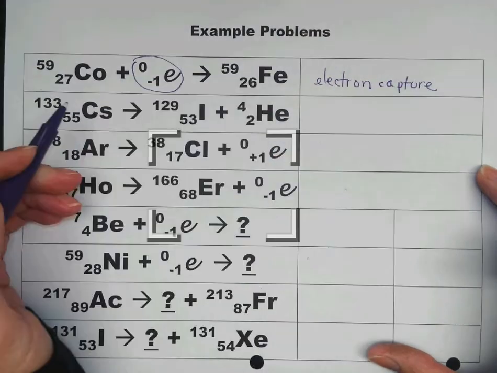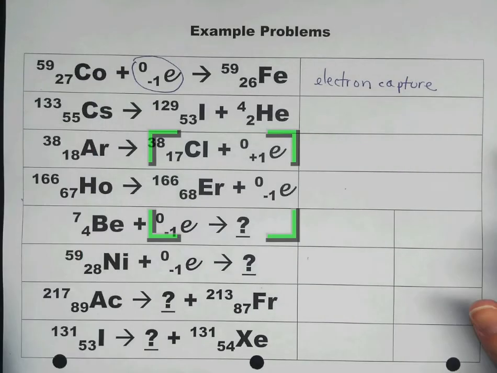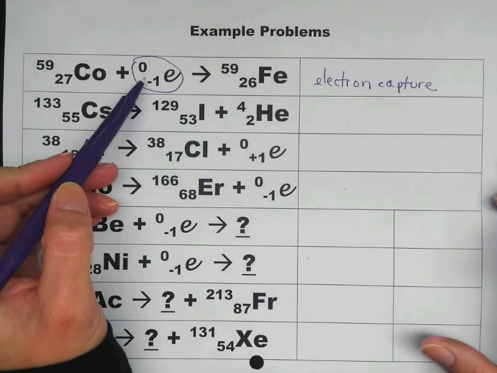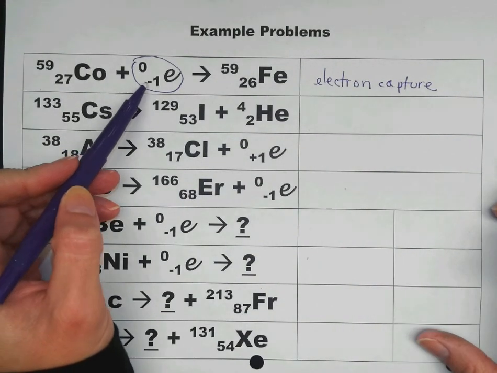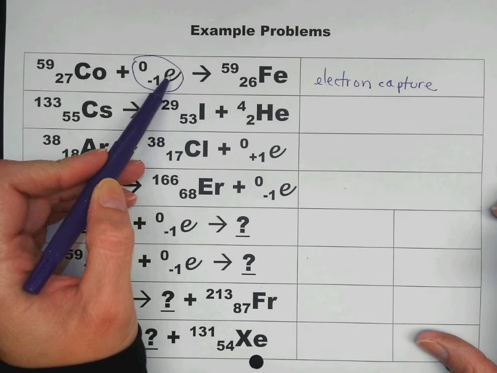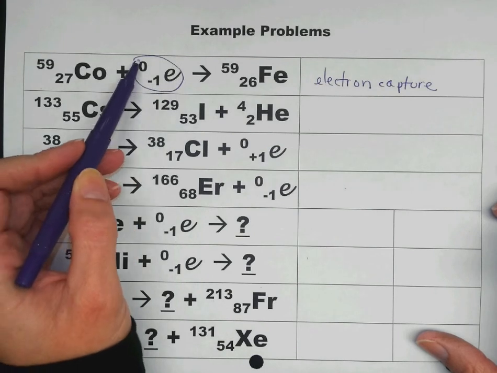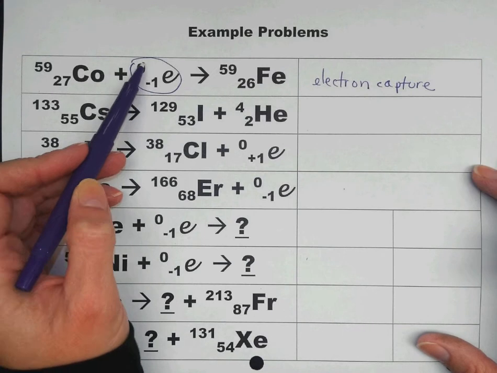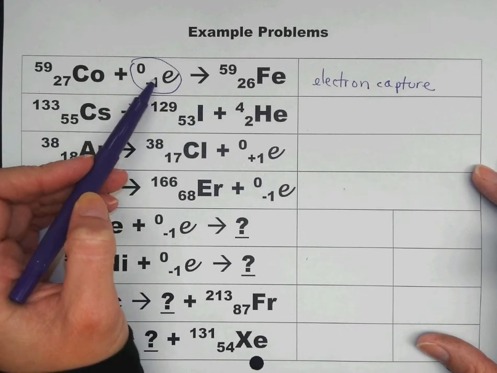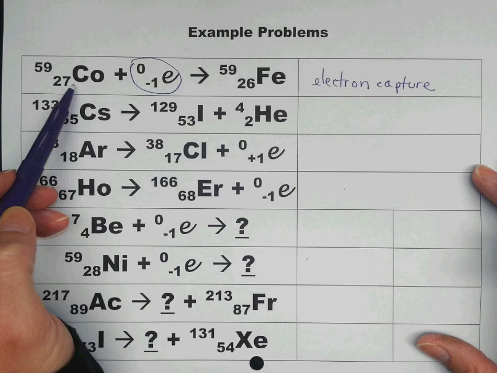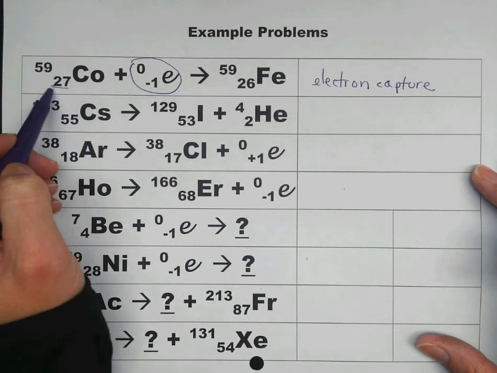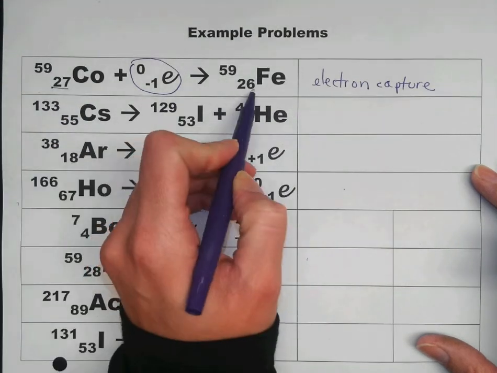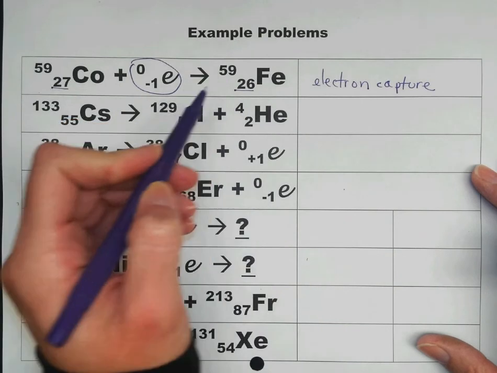What makes this electron capture? Well, a couple of things. First of all, you notice the part that I've circled represents an electron. You have the negative 1 with the e there, and it has 0 mass, because we know electrons do not have a mass. So that makes sense as far as it being an electron. And the electron is being added to the nucleus. You'll notice we went from 27 protons to 26 protons. And that's what happens in electron capture.